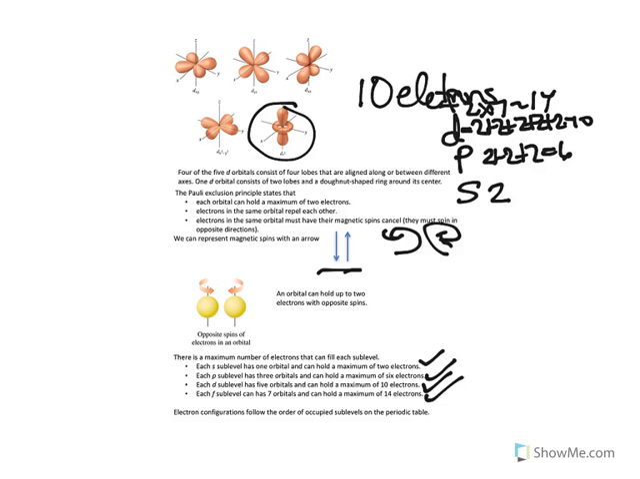Electron configurations follow the order of occupied sublevels on the periodic table. We will be talking about this in a separate supplemental lesson. There is a table in D2L called the Electron Configuration Table. Please have that table out when you pull up that lesson.